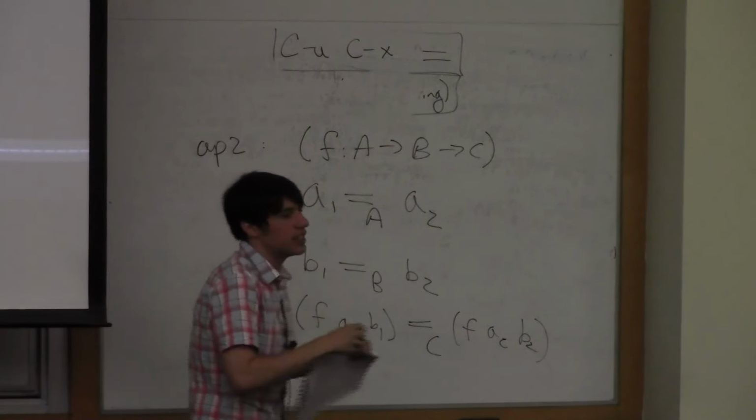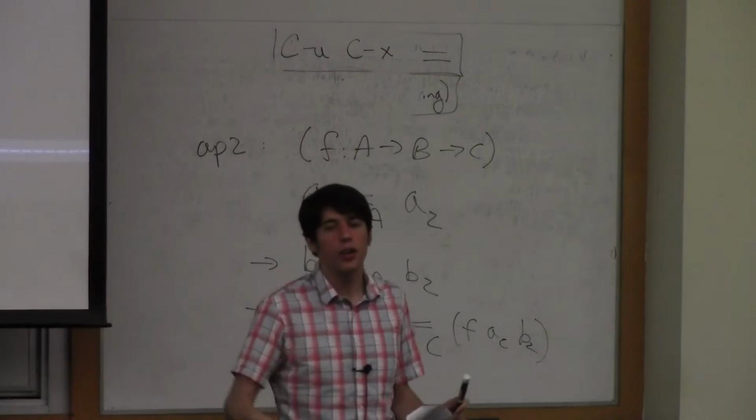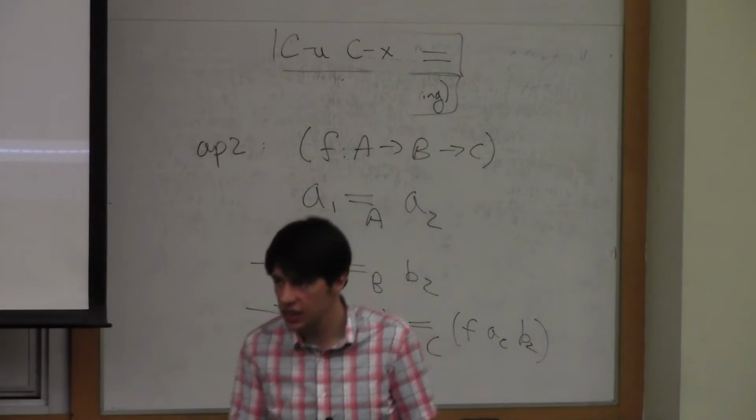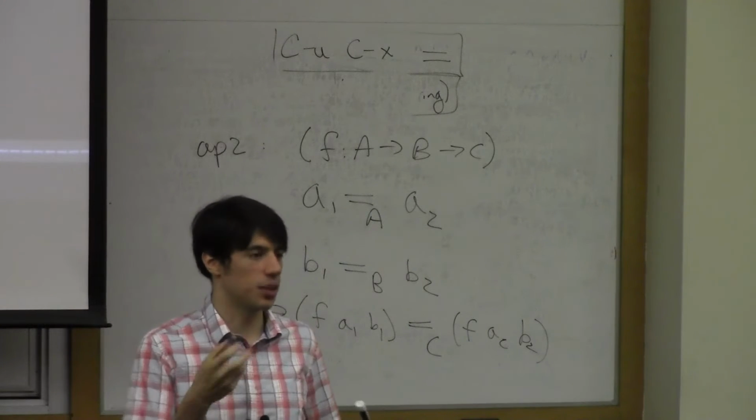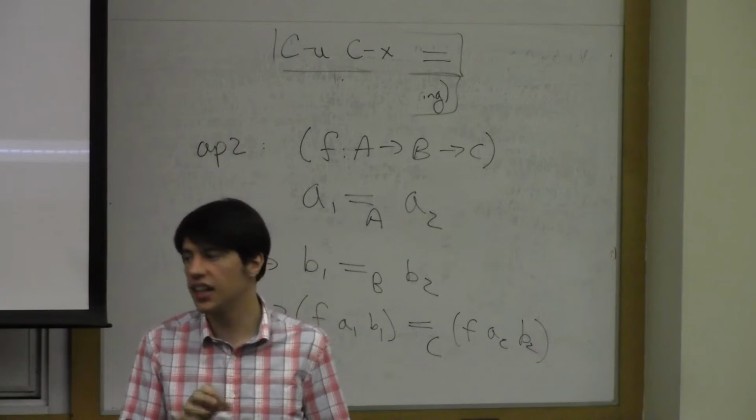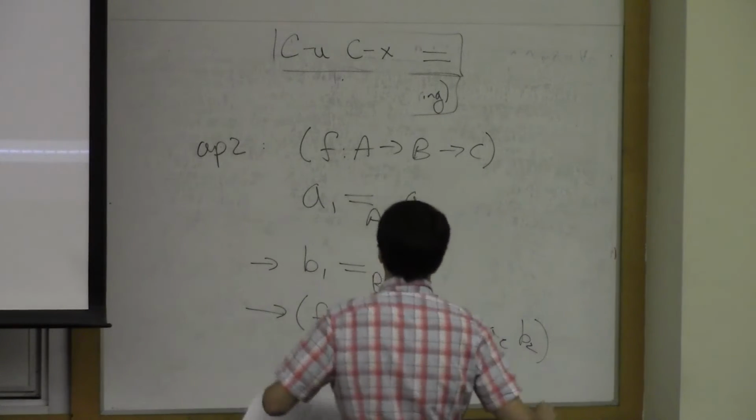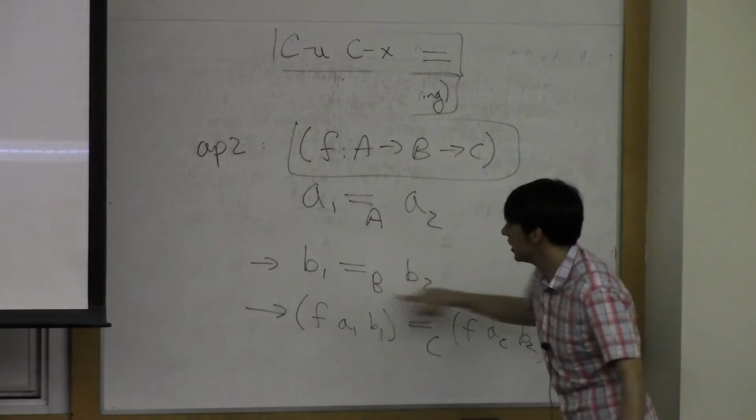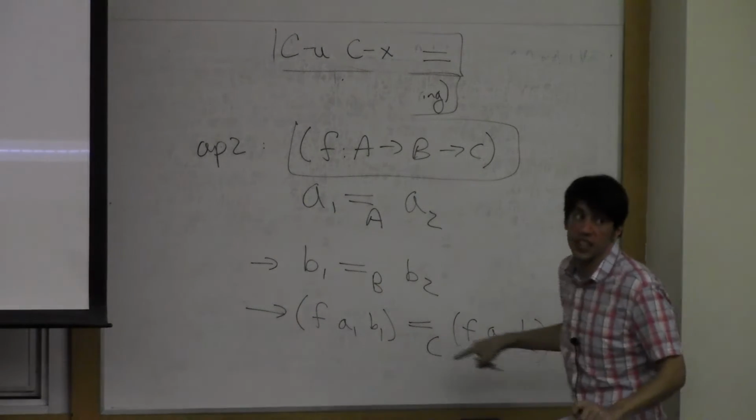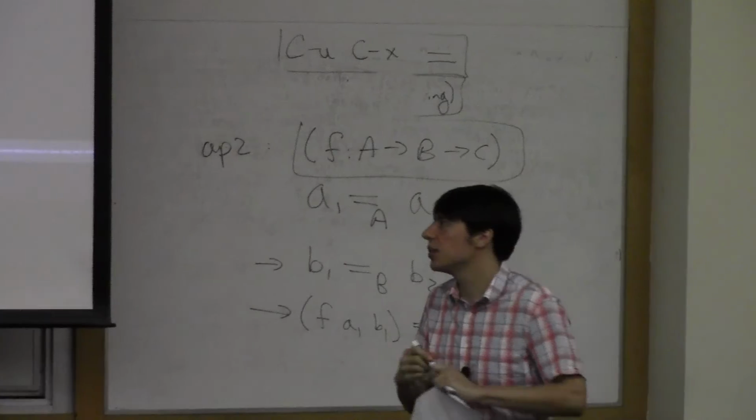So you want to think of this as a congruence principle for equality, or something like contextual equivalence principles like Amal was talking about, right? You think of f as some sort of context. It's a function. And if you take equals here and equals here, then you get equals down here. Okay, so that's built into type theory.